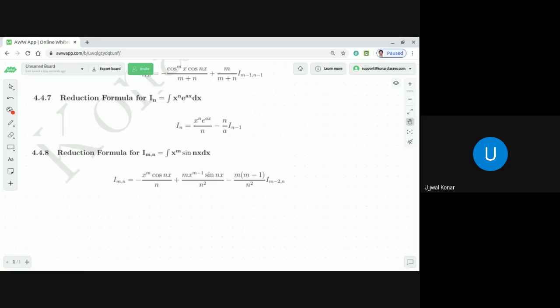M minus 2. So what is the formula? If we define Imn as integration of x to the power m into sine nx dx, its reduction formula is like this. Imn is equal to minus x to the power m into cos nx by n, plus m into x to the power m minus 1 into sine nx by n square, minus m into m minus 1 by n square into I m minus 2, n.